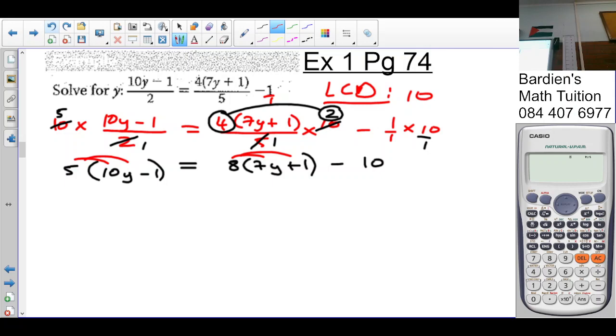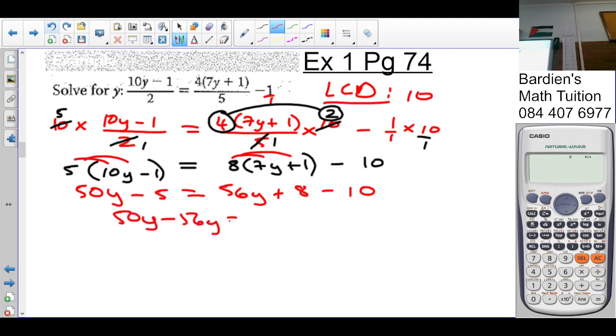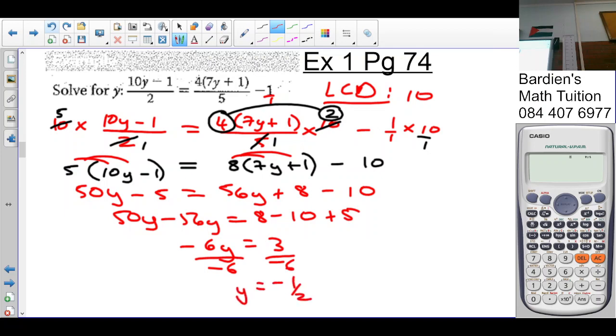So what do we get? 5 times 10y is 50y, minus 5, equals 56y plus 8 minus 10. So what do I do now? Y is one side, number is the other side. So do your thing. You're getting 50y minus 56y is equal to 8 minus 10 plus 5. Negative 6y, of course, is then equal to 3. Divide by negative 6 both sides. So y is equal to negative half.